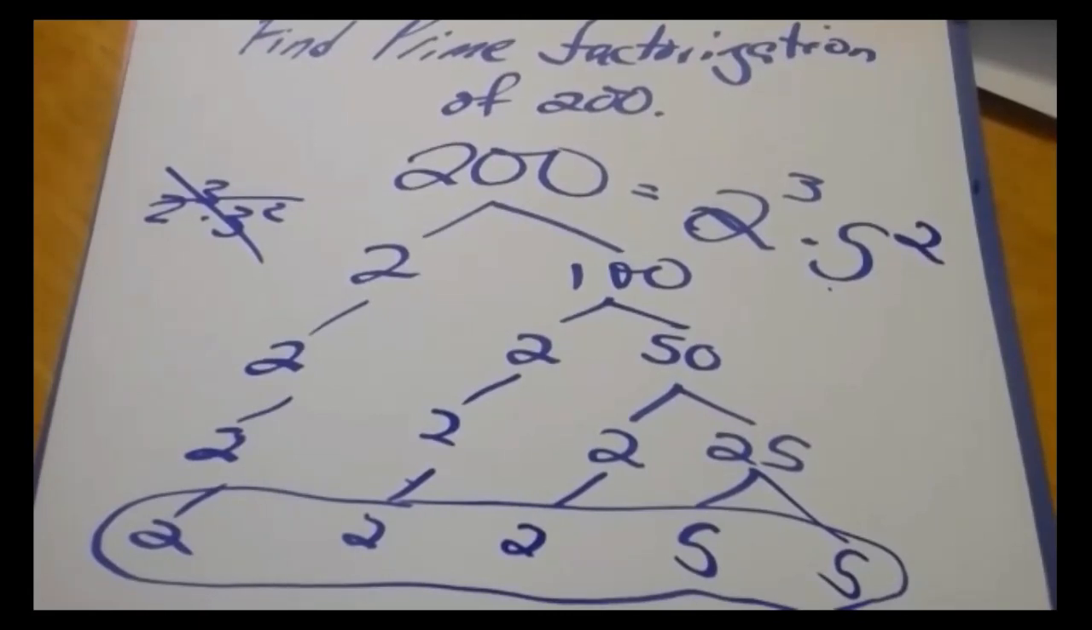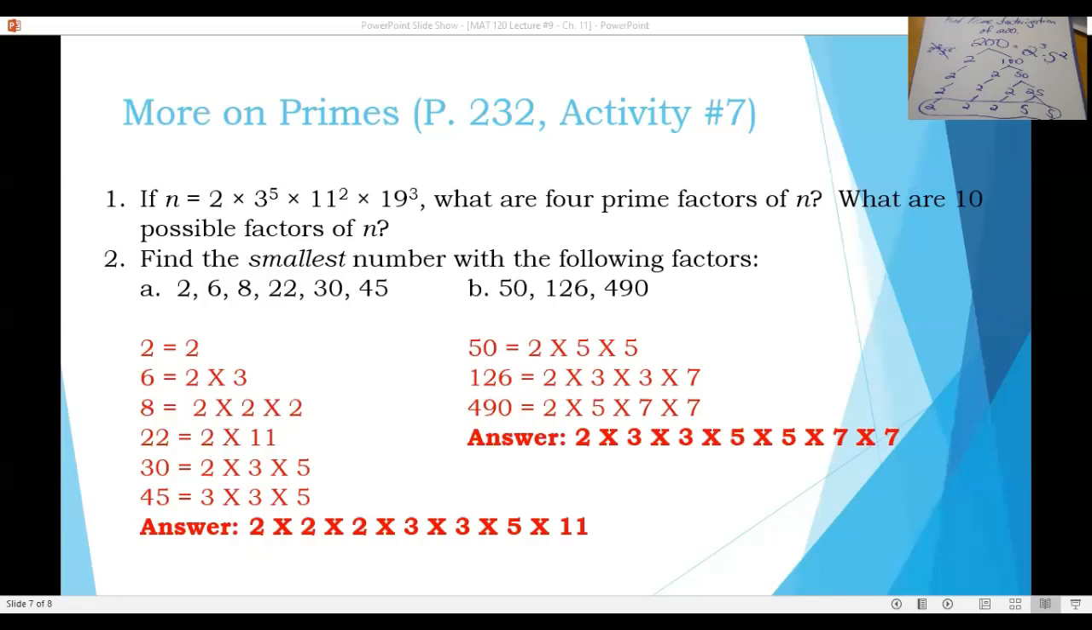While we're in the prime factorization mood, let's carry on by talking about prime factorization of a couple of other numbers. Take a look at part 1. It says, if n equals all of these numbers multiplied together, then what are 4 prime factors of n? And what are 10 possible factors of n? Well, the prime factors are right there, clear as day: 2, 3, 11, and 19.